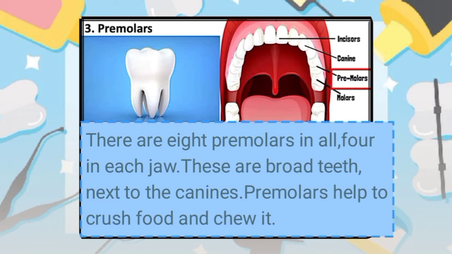Baby molar teeth are replaced by adult premolars. Infants and young children do not have premolars because these teeth don't start to come in until around the age of 10.